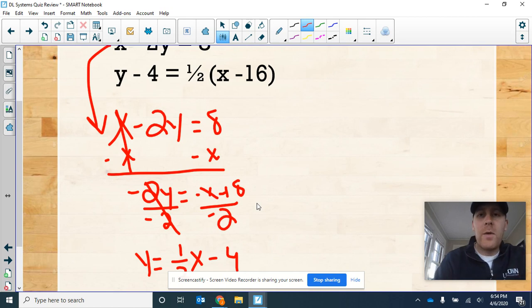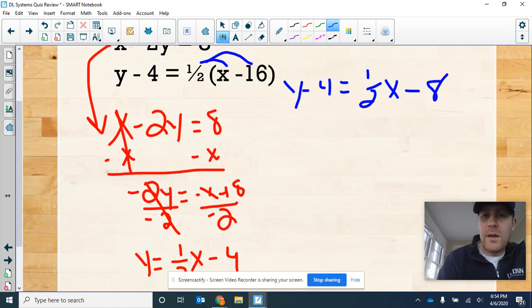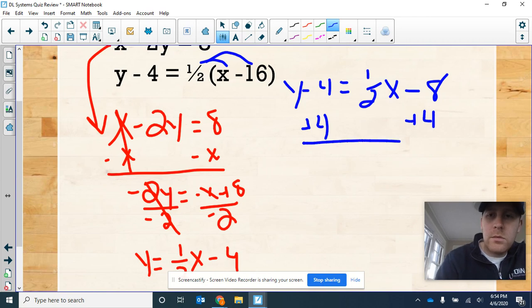Now for our second equation, it's currently in point-slope form, but we want to convert that into slope-intercept form as well. So we're going to start by distributing that 1/2 into those parentheses. So you get y minus 4 equals 1/2 x, and 1/2 times negative 16 will be negative 8. Now let's get y by itself. I'm going to add 4 to both sides. So we get y equals 1/2 x, and negative 8 plus 4 is negative 4.